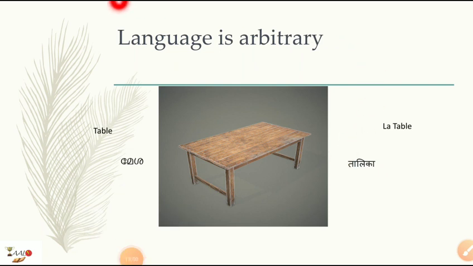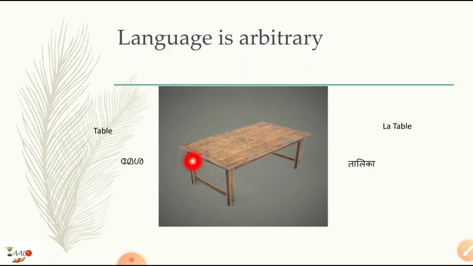Now there was a small correction in the slide. Language is arbitrary, not arbitrary. So language is arbitrary, which means that the naming process itself is done randomly. It is done without any reason. There is no one-to-one relationship between a thing and the word that is used to denote it.